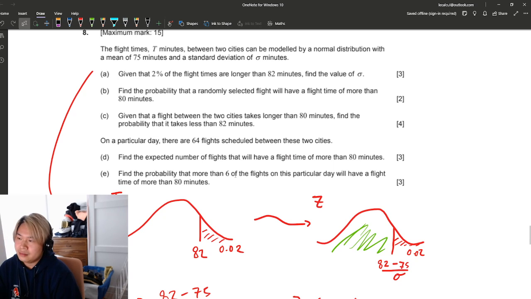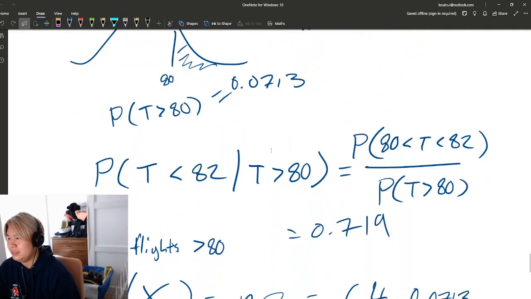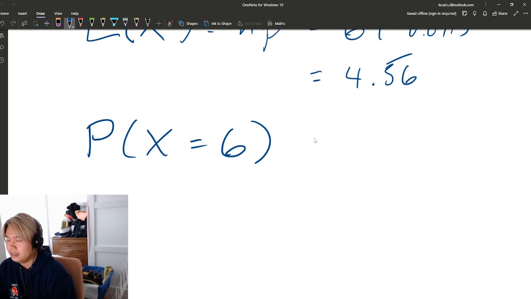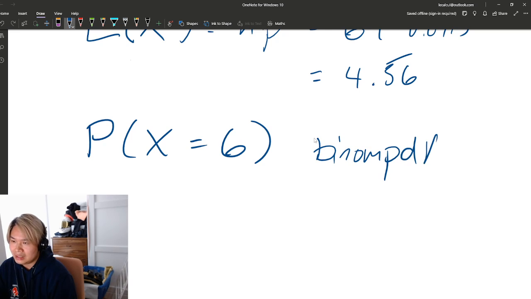Okay, find the probability that more than 6 of the flights on this particular day will have a flight time of more than 80 minutes. So now we are finding the probability that 6 out of our 64 flights are going to take more than 80 minutes. This is a binomial distribution. It's not cumulative. This is a PDF, not CDF, for those that are using a TI, because we are interested in exactly 6, not at least 6. That would be 6, 7, 8, 9, 10, all the way to 64 flights, which is a cumulative thing because you would add them all up. This is just a normal one.